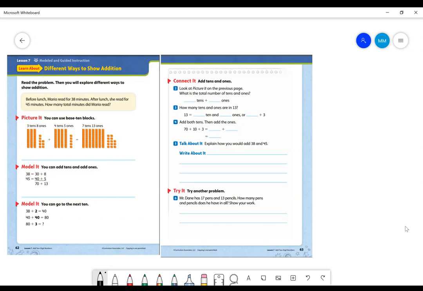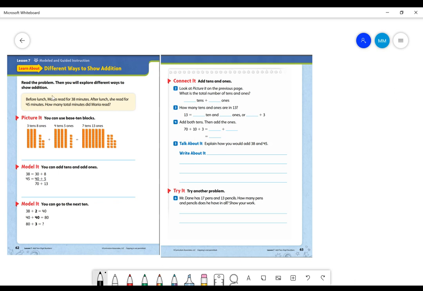Hello, second grade Smarties, and welcome to iReady Lesson 7, Day 2. So yesterday we started talking about adding two-digit numbers, and we talked about place value, our tens and our ones. We are going to keep practicing with adding two-digit numbers together, sometimes with regrouping. So let's go ahead and hop right in to our first page.